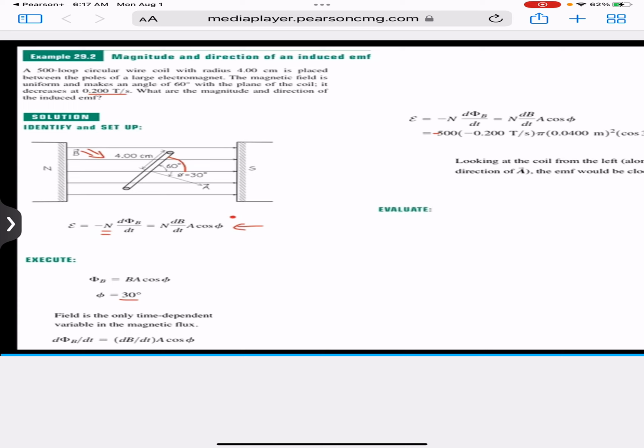If in fact the magnetic field were not decreasing, but were increasing at 0.2 Tesla per second, then this minus sign right here would not be there. It would be a positive sign, and I'd have the minus sign in front, and I would have gotten the opposite sense of voltage, and of course the current then would be flowing counterclockwise. And this ends example 29.2.